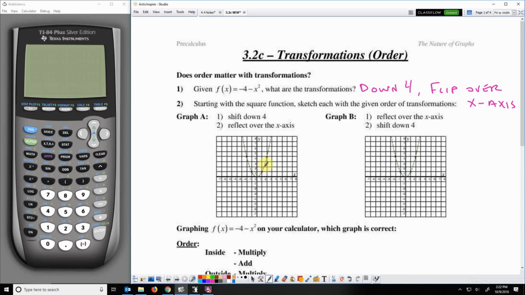Okay, so there's two graphs here with the square function already on them. We are going to perform the two different transformations on graph A in this order, shift and then reflect, and then on graph B, reflect and then shift. Okay, so shift down 4 means we're going to take every point on this graph and shift it 4 units down. There's also one up above here at 3, 9 and negative 3, 9. So we're going to shift down 4 units.